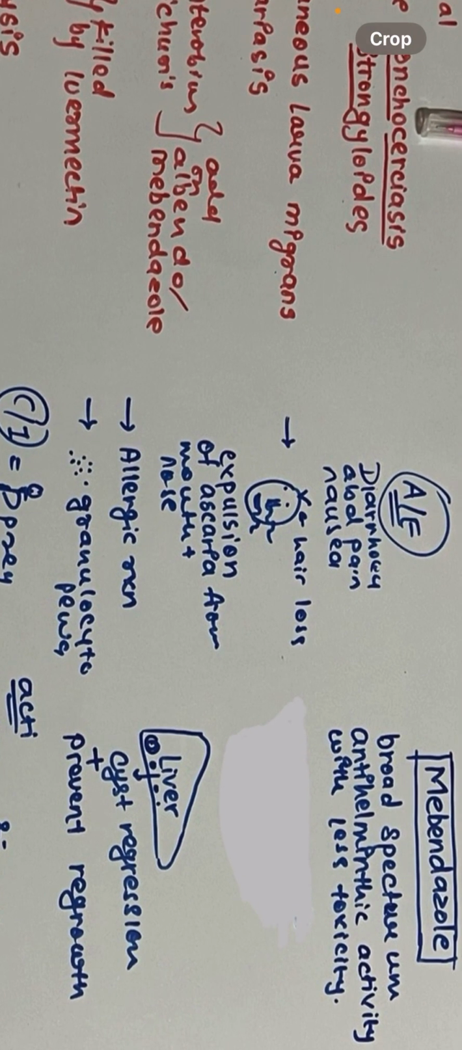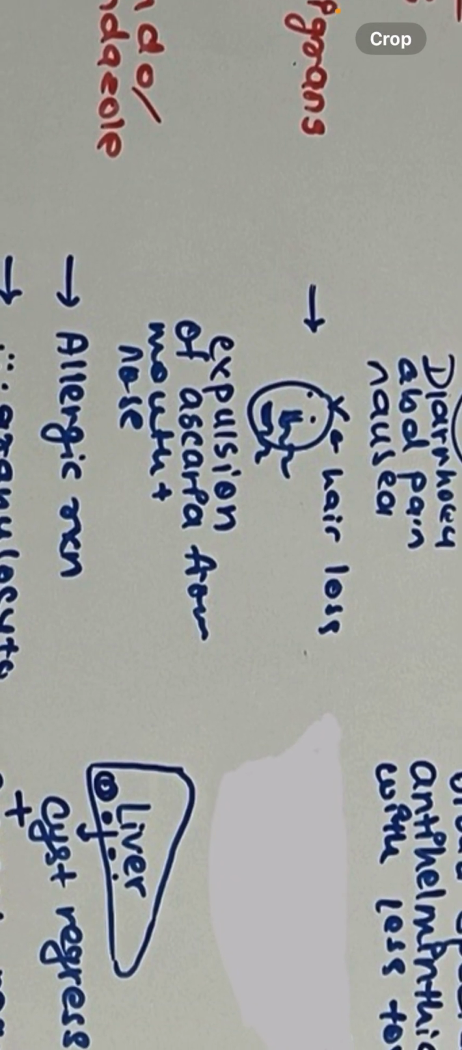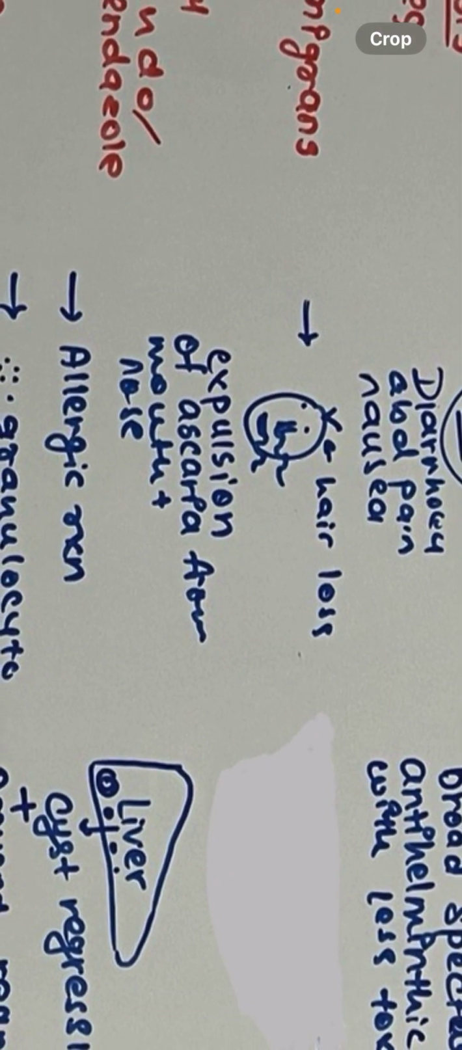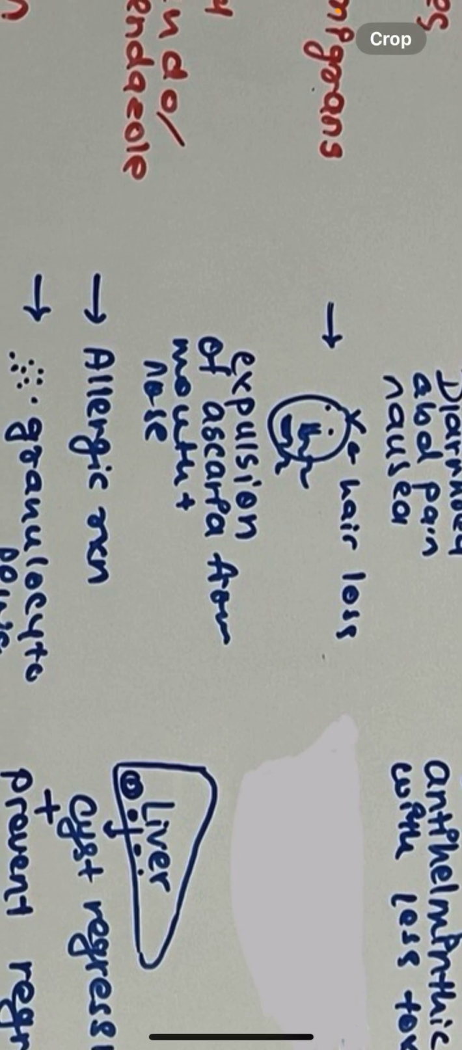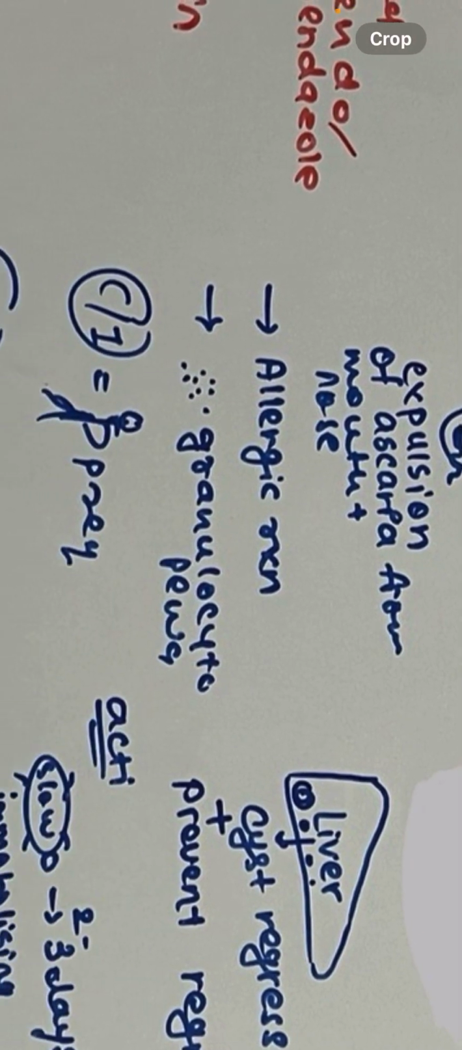The common side effects which we can find everywhere are diarrhea, abdominal pain and nausea, and allergic reaction. Other than that, there is expulsion of Ascaris from mouth and nose. The probable reason could be starvation of these worms inside the body due to the drug, which leads to its expulsion from mouth and nose when there is heavy infestation. Also, there is hair loss and there is granulocytopenia.